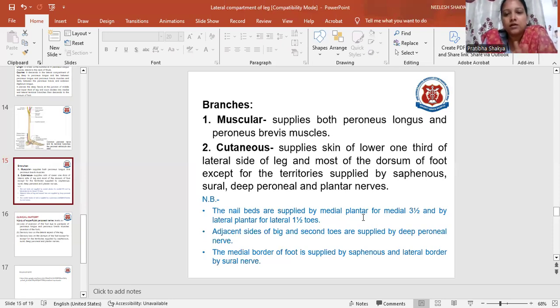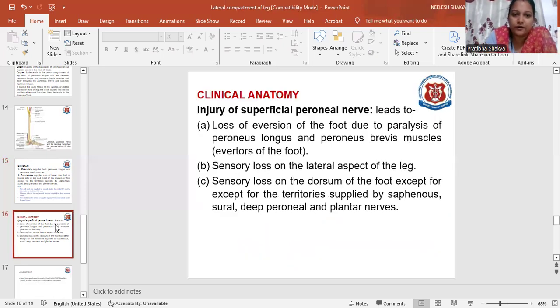Actually, the nerve supply of the dorsum of the foot will be covered in the dorsum of the foot lecture. And adjacent sides of the big and second toes are supplied by the deep peroneal nerve. The medial border of the foot is supplied by the saphenous and the lateral border by the sural nerve.